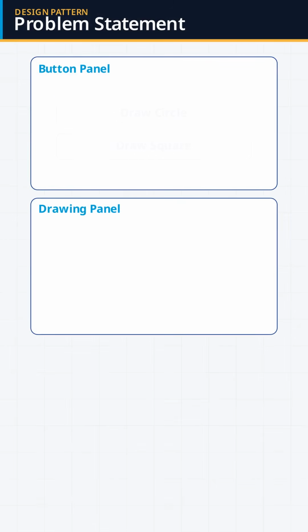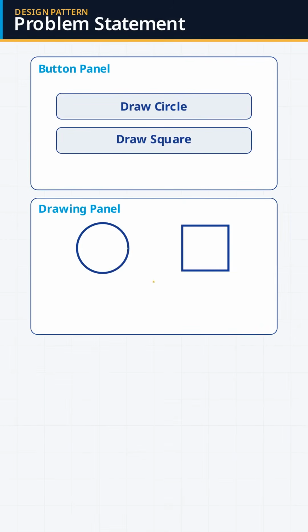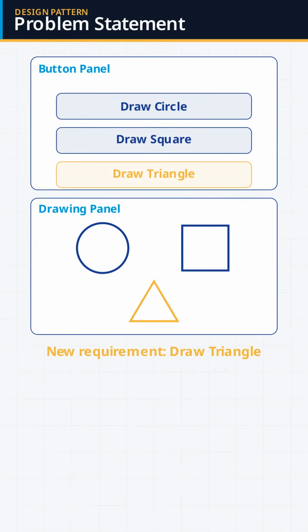Imagine a drawing application. In the button panel, users can choose draw circle or draw square. In the drawing panel, the selected shape is rendered. Now a new requirement appears: users also want to draw a triangle. How can we add it without changing the existing code for circles and squares?